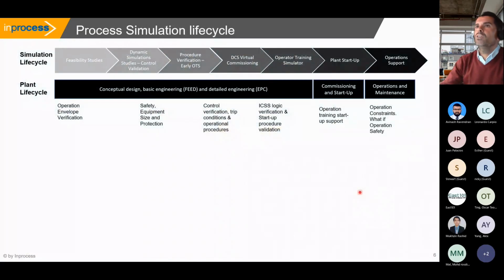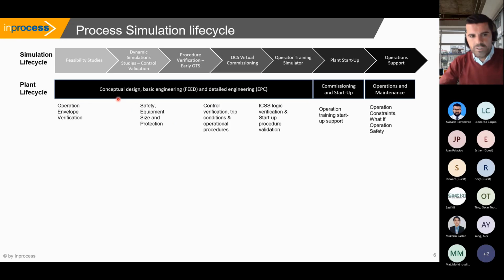This chart shows how process simulation would be applied along a greenfield project, right? So what is already known is that we do have the simulation life cycle that can be applied in the different stages that you are facing along a project, right? From the feasibility studies until operations and support, of course, which is the plant life cycle or the project life cycle in terms of conceptual, FEED, EPC, and later phases of commissioning and startup and operation and maintenance.